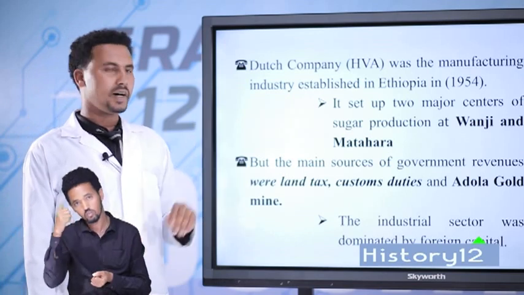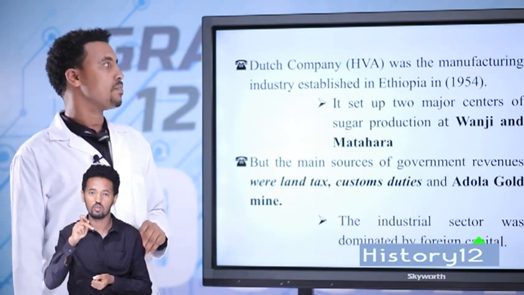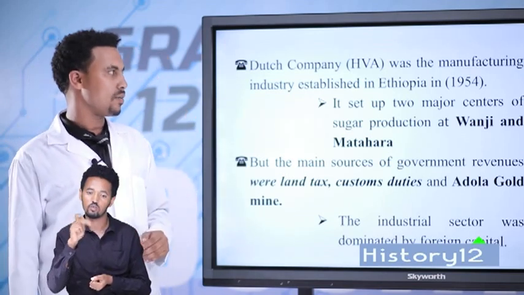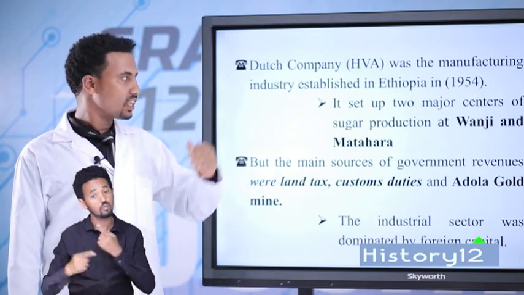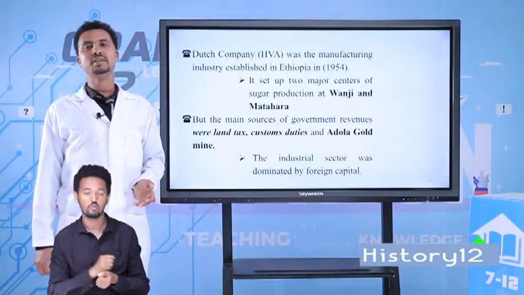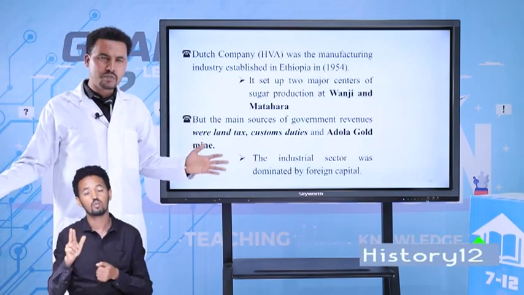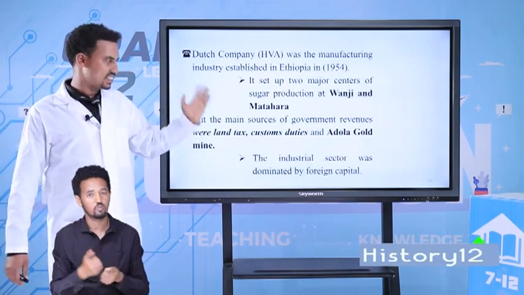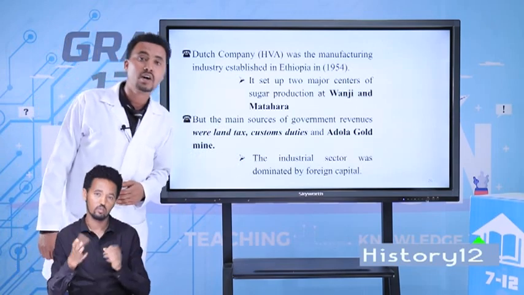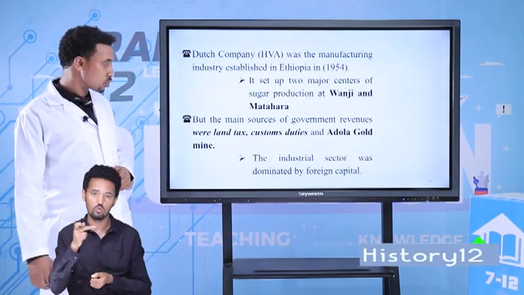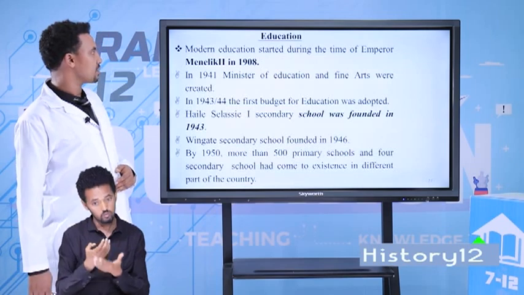The other one, the Dutch company, HVA. The HVA company was a manufacturing industry established in 1954. It set up in two major places, Wonji and Metahara. It produced sugar. But the main source of income of the government was land tax, custom duty, and the Adola gold mine. Those are the main sources of income for the government.